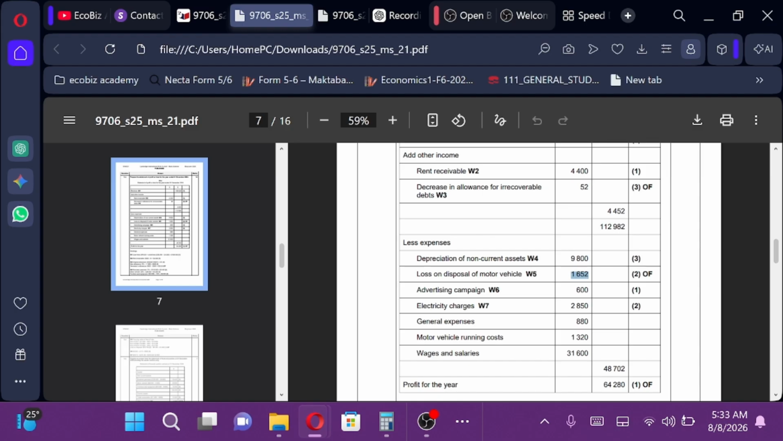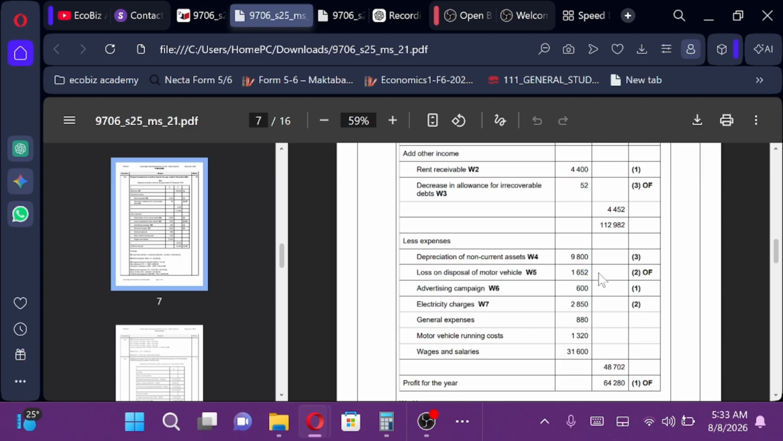And then here we have the loss of disposal. Now guys, notice here, it's actually a whopping 5 marks we get, but honestly guys, I feel like that's not really enough marks. We should have been awarded more marks. But anyway, we put in less expenses, we put depreciation in non-current assets, which is 9,800. Then we put loss of disposal, because loss is an expense. And then we put the amount there. Now let's go back to the question paper.